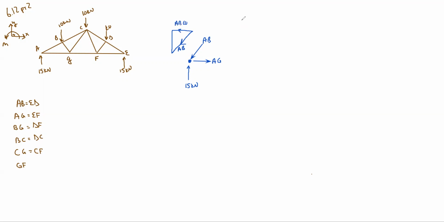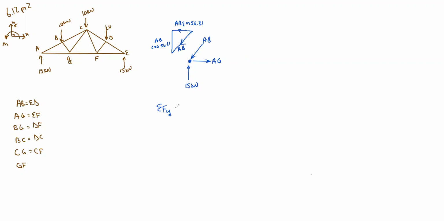The y component is going to be AB cosine 56.31. That's incorrect. AB sine 56.31 is the x component, and this is AB cosine 56.31. The 56.31 comes from a previous calculation: the angle internal to A was 33.69, so 56.31 is the complement to that.